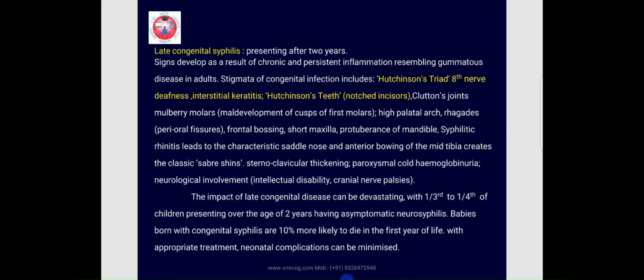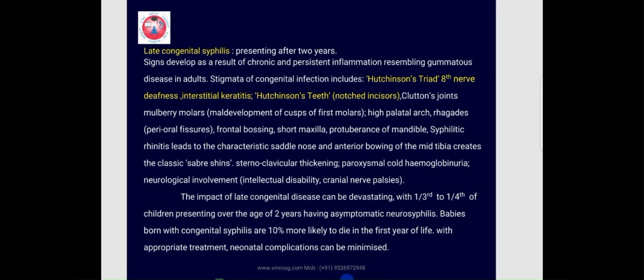The impact of the late congenital disease can be devastating, with 1/3 to 1/4 of the children presenting after 2 years having asymptomatic neurosyphilis also. So the presentation may be asymptomatic neurosyphilis in late congenital syphilis. Okay, that is seen in around 1/3 to 1/4, that is 25 to 30% of patients. Babies born with congenital syphilis are around 10% more likely to die in the first year of life. So neonatal mortality is quite high, in the range of 10%. But that can be prevented if the appropriate treatment is instituted.